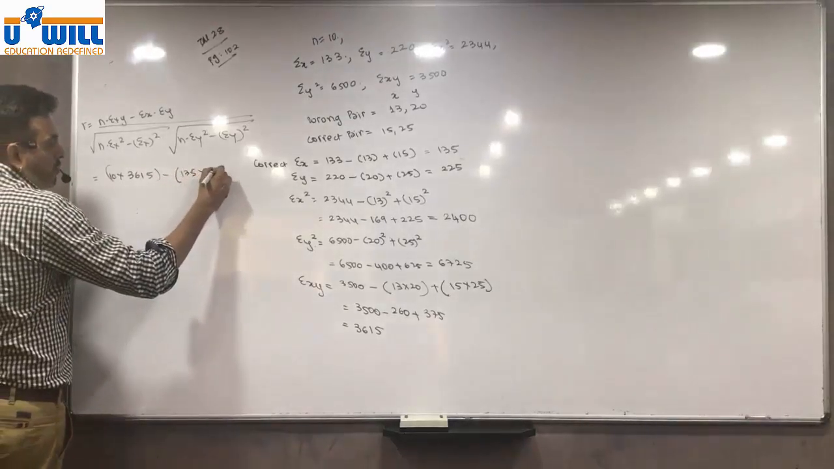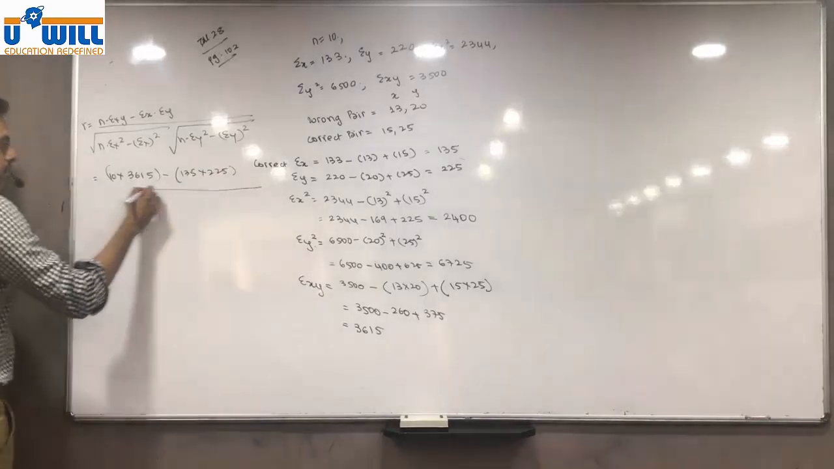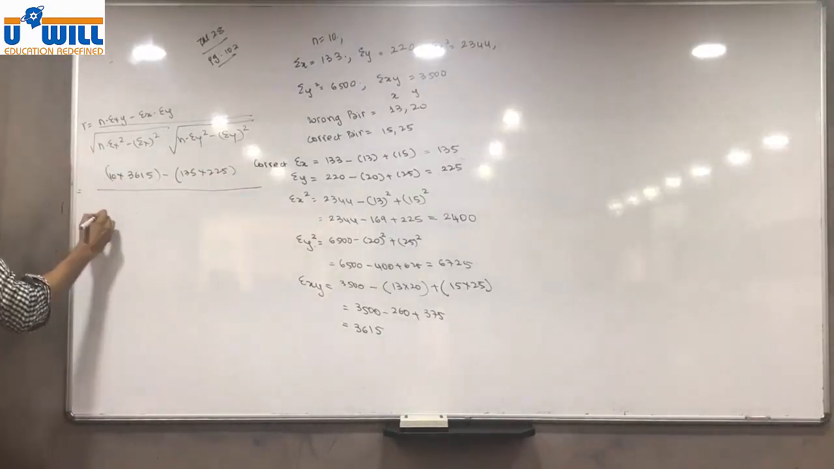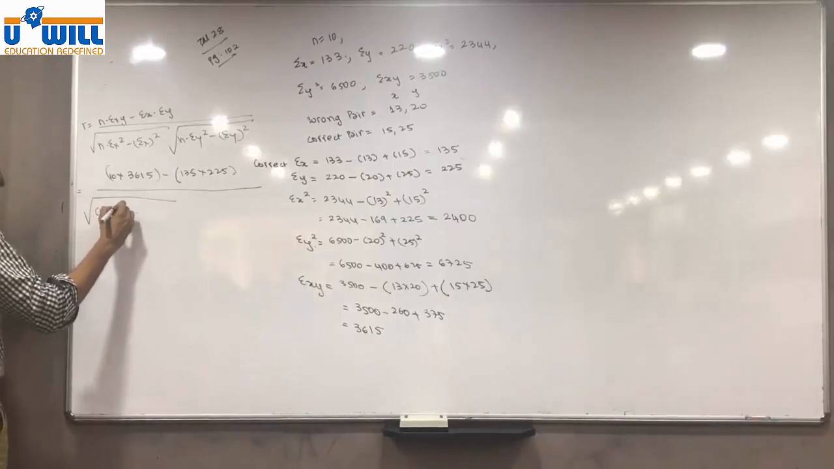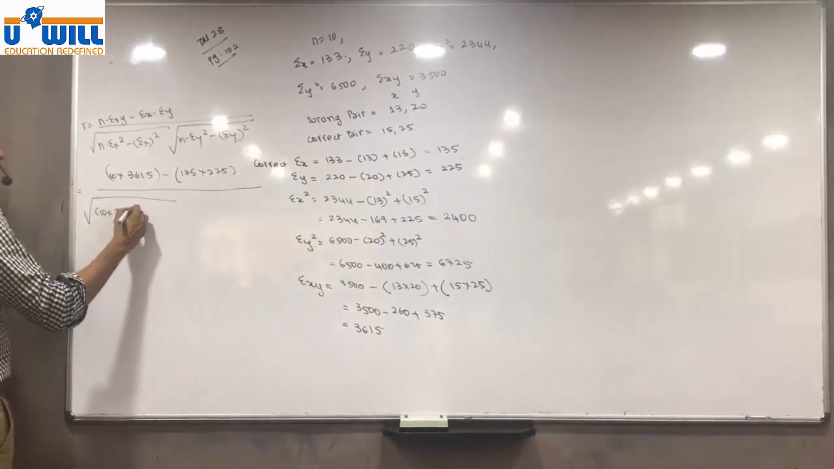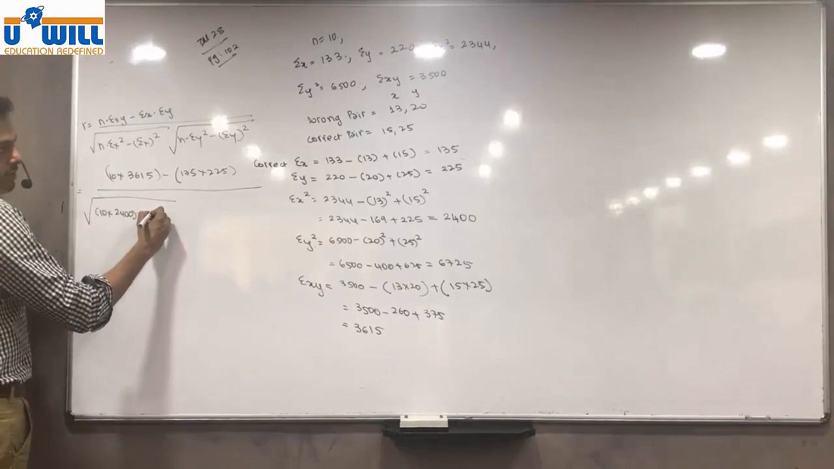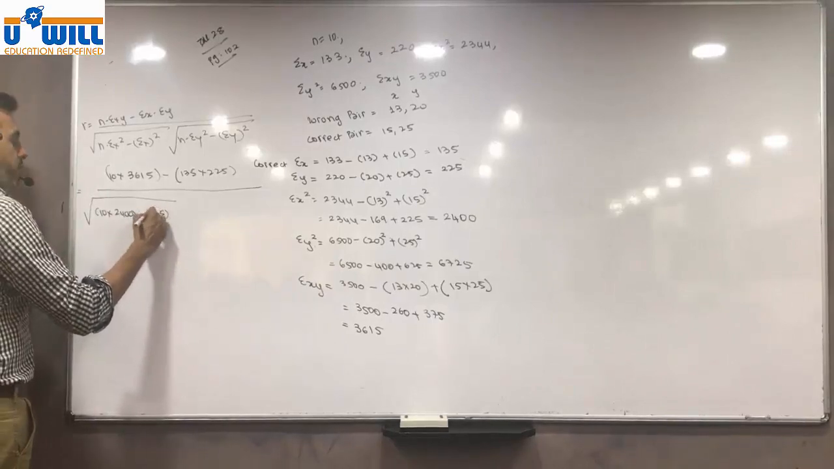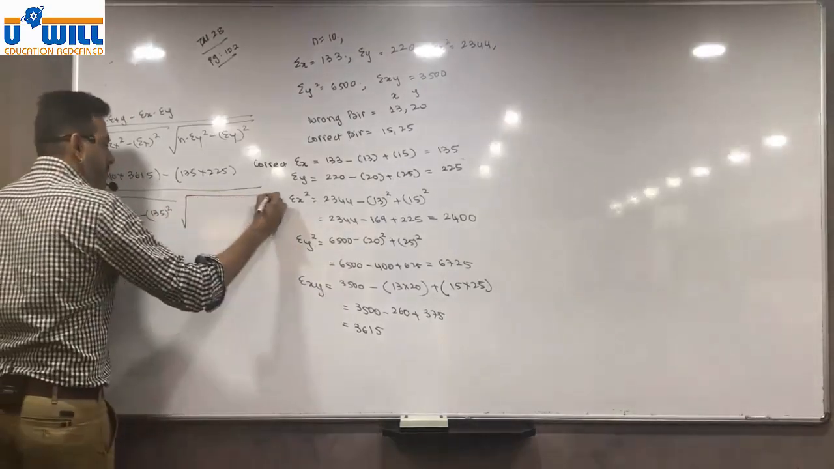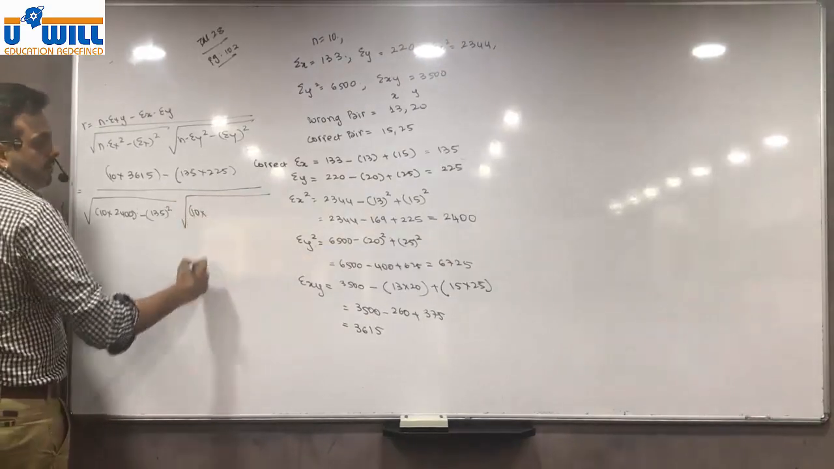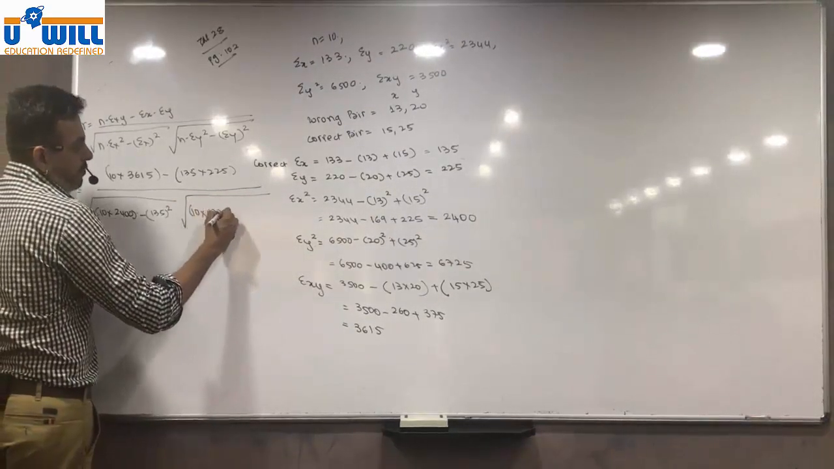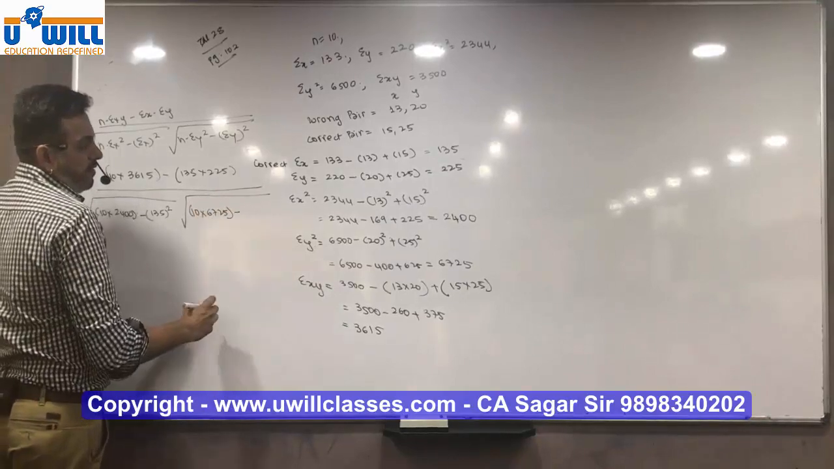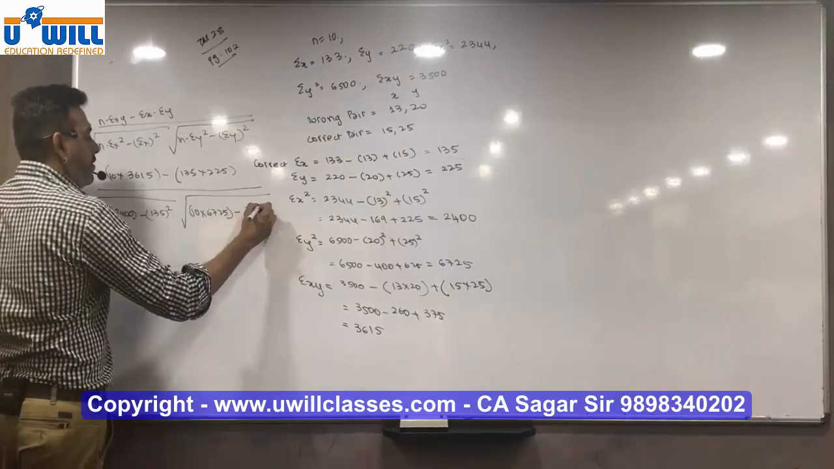135 into 225 upon 10 into sigma x square 2400 minus 135 whole square, 10 into 6725 minus 225 the whole square.